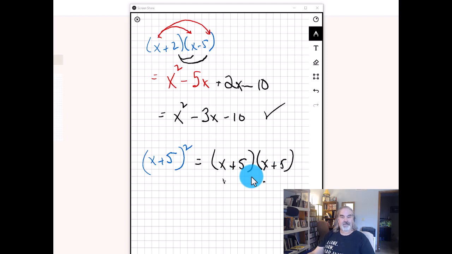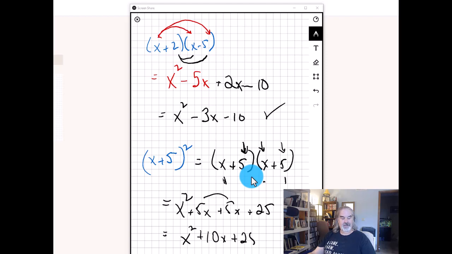So if I pick up my first 2 x's, I get an x squared. If I pick up my first x with the 5 from the second group, that's going to be a 5x. And then I'm going to focus on this 5 and say, hey, he's got to multiply that x. That's going to be another 5x. And then this 5 has to multiply that 5, and that's going to be plus 25. And then just like the one above, I say, hey, look at that. I can clean this up a little bit. Those 2 terms in the middle will shake to a 10x. And boom, we're done.